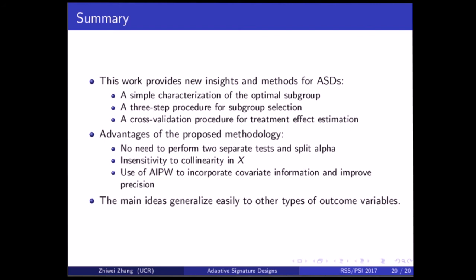The proposed approach has several advantages. First, we don't need to perform 2 separate tests and split alpha. Second, we don't need to worry about collinearity in X because we only need the predicted value. Our approach is also able to incorporate covariate information and improve precision using an AIPW estimator. Although we have focused on a binary outcome in this talk, the main ideas generalize easily to other types of outcome variables.